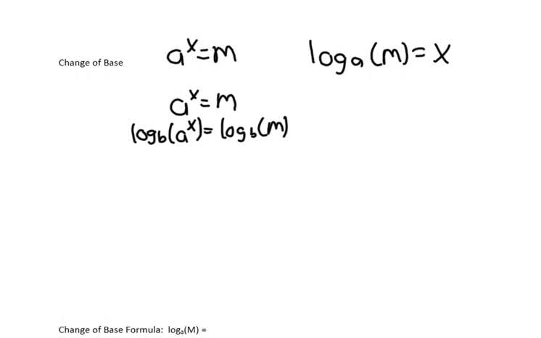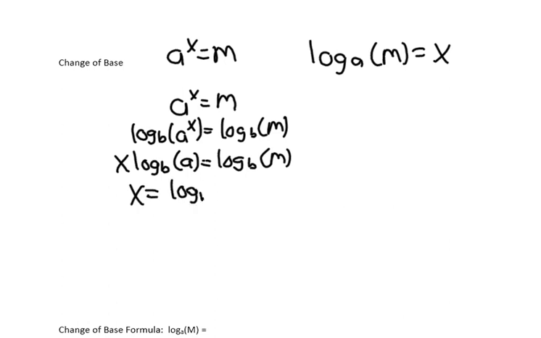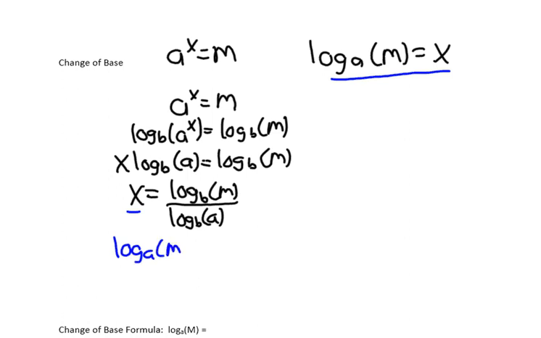Now, I can take the x to the outside. If I want to solve this equation for x, it's very simple. I divide both sides by log base b of a. So x would be this. Now, remember what x equals. Well, x equaled log base a of m. So I'm going to replace that x with log base a of m. This is what is called my change of base formula.